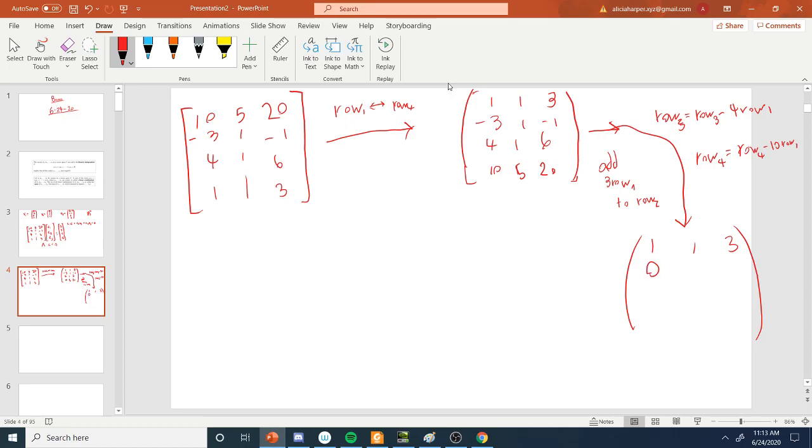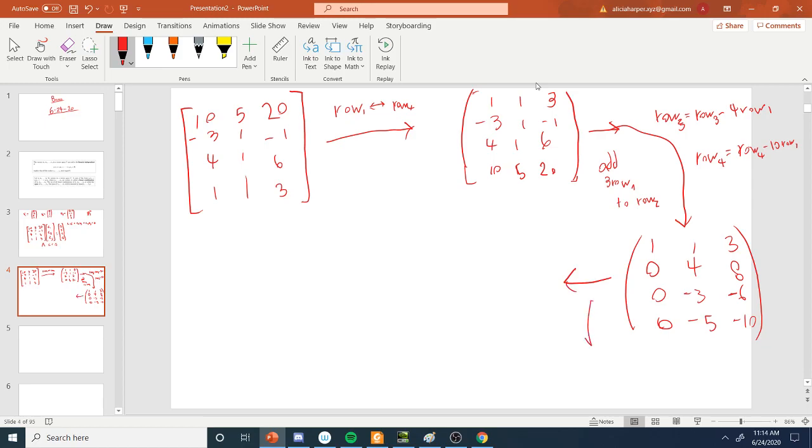Here in row 2 I'll have 0, and then 3 times 1 plus 1, so 4, and 3 times 3 plus negative 1, so 8. Down here in row 3 I will have 0, then negative 4 plus 1, so I get negative 3 here, and then negative 4 times 3 plus 6, so I get negative 6. And then in row 4 I'll get 0, negative 5, and then negative 10.